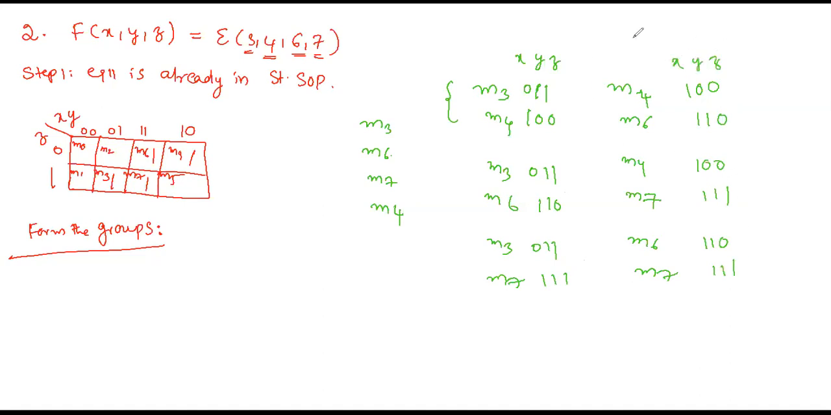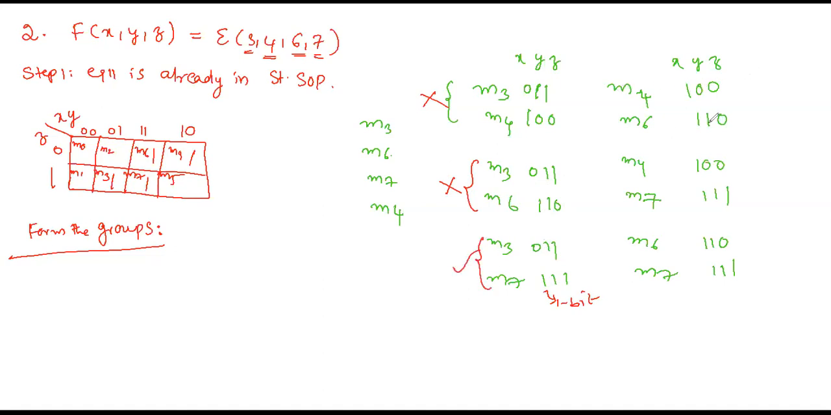If there is a 1-bit change, you can form that as a group. Otherwise, you should not form a group. In the first one, 0, 1, 1 and 1, 0, 0: M3, M4 are not adjacent. 0, 1, 1 and 1, 1, 0: 2 bits are changed, not adjacent. Next, 0, 1, 1 and 1, 1, 1: only a 1-bit change. So you can form M3, M7.